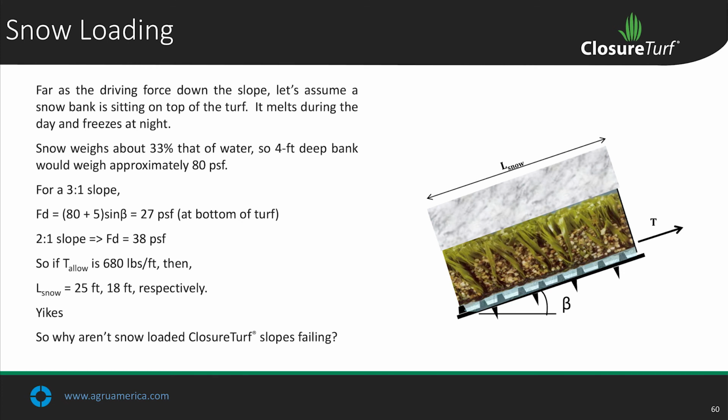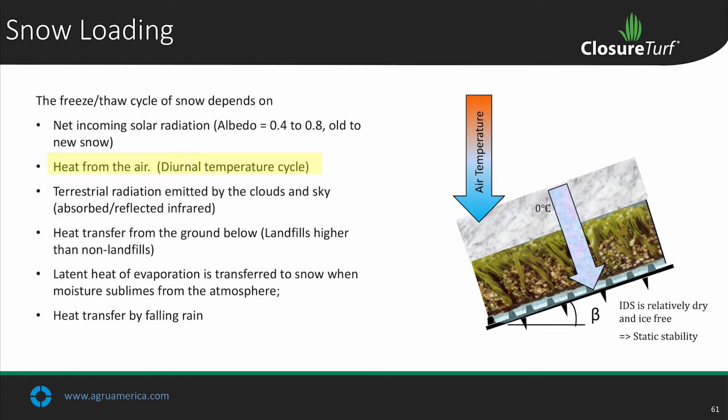So why aren't snow-loaded ClosureTurf slopes failing? According to this, they should, but they're not. Well, the freeze-thaw cycle of snow depends on a lot of variables. Net incoming solar radiation. Snow has an albedo of 0.4 to 0.8, depending on old, aka dirty, to new, nice white powder, skiable powder snow.